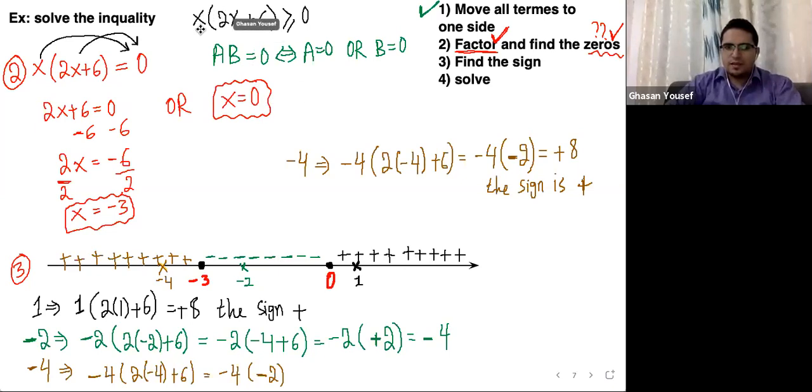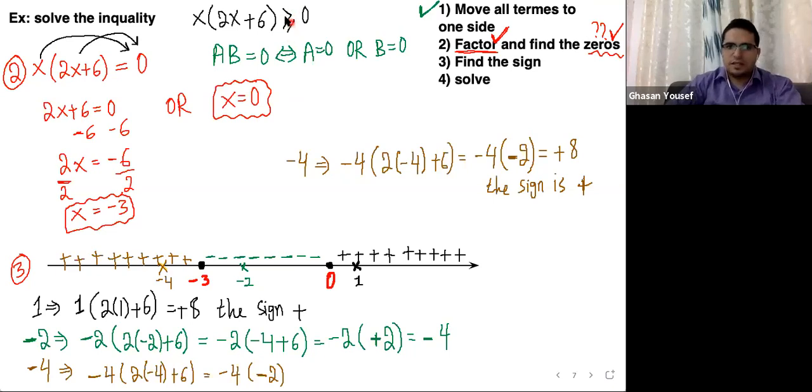The question says when this inequality will be positive or 0. It will be positive or 0 when the sign is positive. You look back to step number 3, where would the sign be positive? The sign would be positive from -infinity to -3. You stop here because this number here will be negative. Then you continue from 0 to infinity. This is where the sign would be positive.